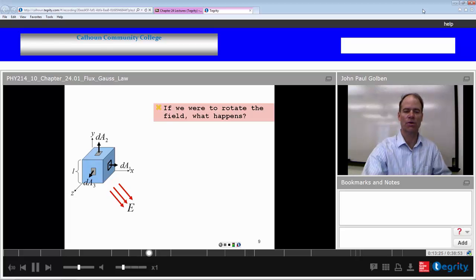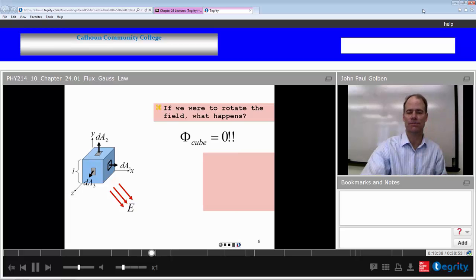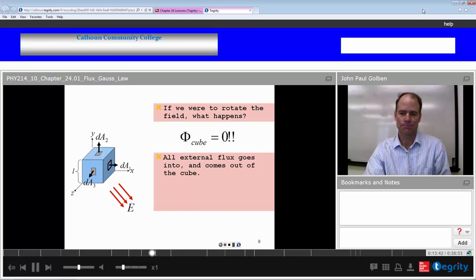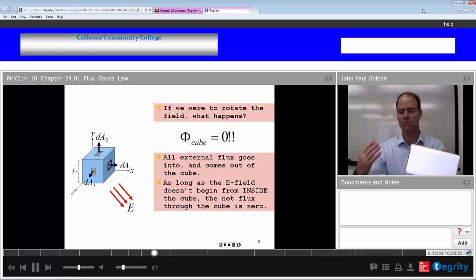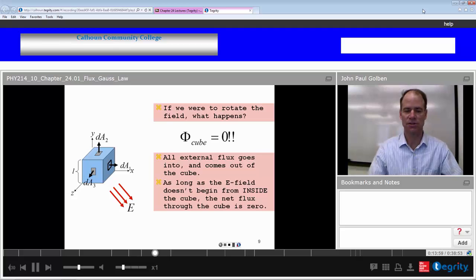And it wouldn't matter what direction this external field was going into the cube. Eventually, I'd realize that there was no net flux through this cube. I know this intuitively because whatever lines are going in are coming out. So all external flux goes in and comes out of the cube. As long as the E field doesn't begin from inside the cube, the net flux through this cube is 0. If the E field begins from outside the cube, I'm going to have a net flux of 0 through the cube.